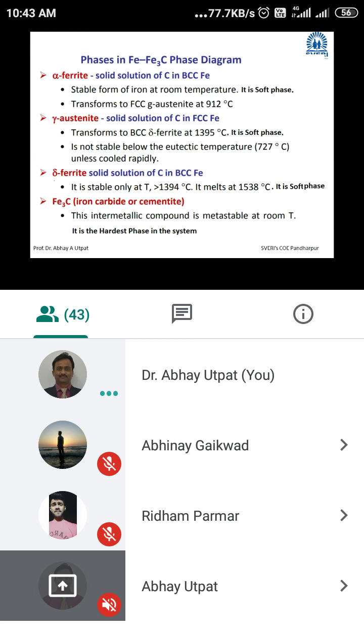Now I have written here the phases in the iron carbide equilibrium diagram. Alpha ferrite. So alpha, beta, gamma, delta are like Latin symbols, A, B, C, D, E in that way. Phase is important, so some symbol is given to it. That's why alpha is given. Alpha ferrite is what? Solid solution of carbon in BCC iron.